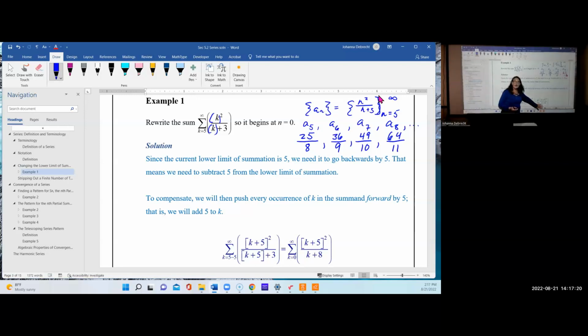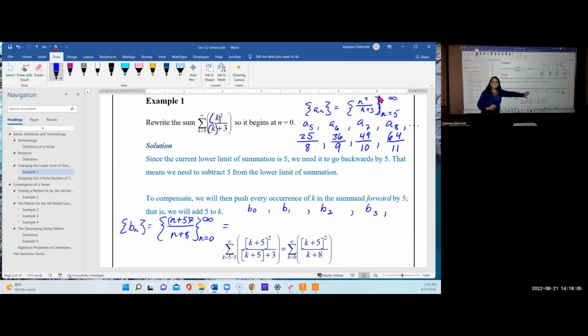Now let's take a look at our rewritten expression down here. This is a different sequence, but it generates the same list of numbers. So this could be written as the sequence b sub n, which is equal to n plus 5 quantity squared over n plus 8. But this starts at n equals 0 and goes to infinity. So let's write out what these values are. Again, we're starting with b sub 0 as our first term. So we'll have b sub 0, and then b sub 1, and then b sub 2, and then b sub 3, and so forth. So what do we get?